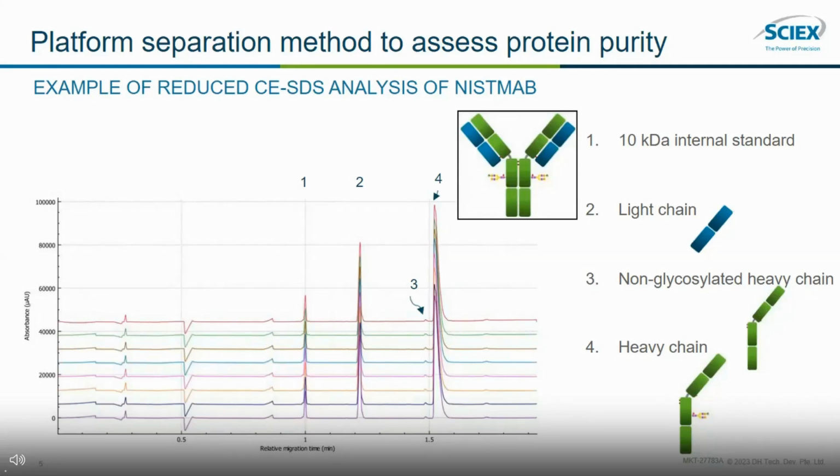Peak 1 on the far left is our 10 kilodalton internal standard. Peak 2 is our light chain. Peak 3 is our non-glycosylated heavy chain. And peak 4, our heavy chain. We maintain excellent resolution between all peaks, including our non-glycosylated and glycosylated heavy chains, peak 3 and 4.